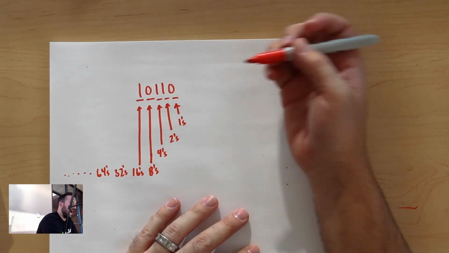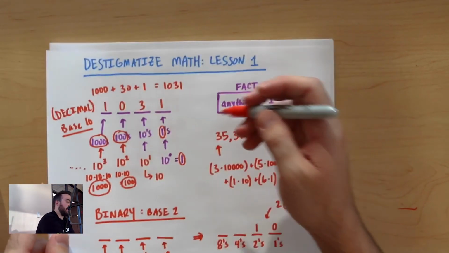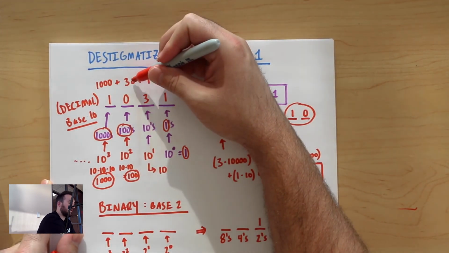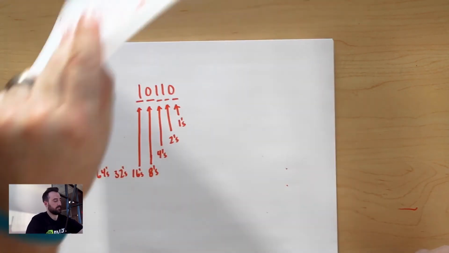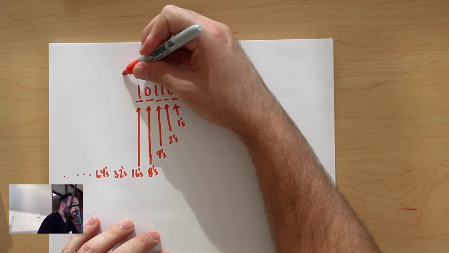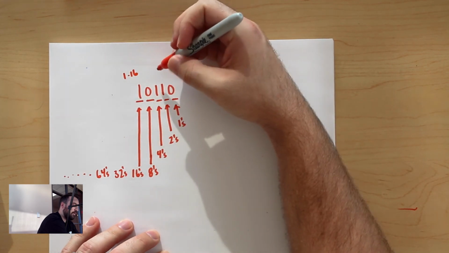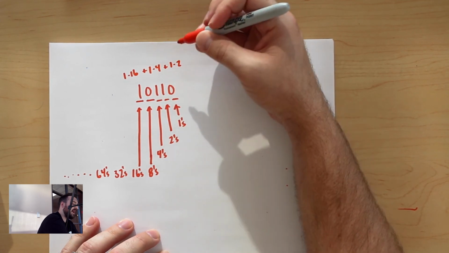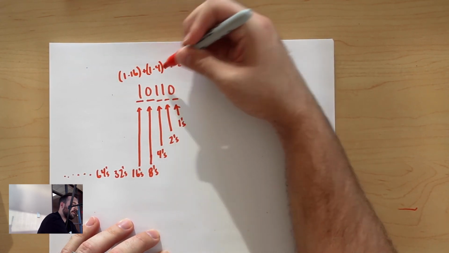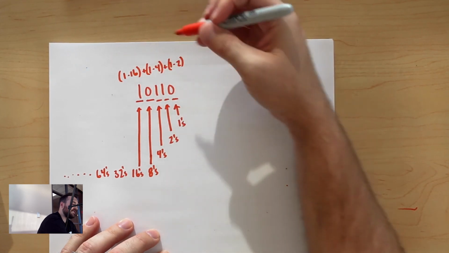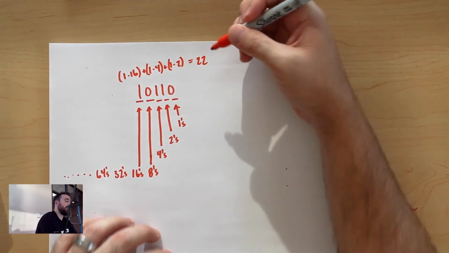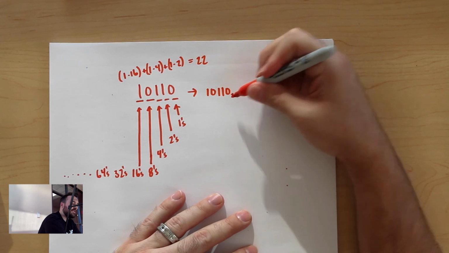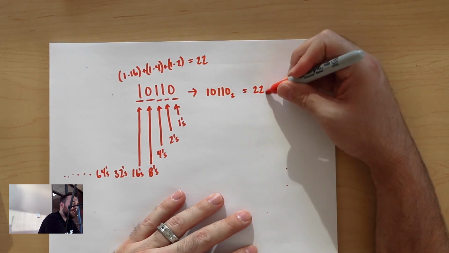So this number, if we were going to add it up, similar to what we did here, we said we had 1,000 plus 30 plus 1 because we had 1,000, we had 3 tens, and we had 1 one. Well, here it's much easier actually. We have 1 sixteen, we have 1 four, and then we have 1 two. So if we add those numbers, 2 plus 4 plus 16 gives me the number 22. So in binary, the number 10110 in base 2 is equal to the number 22 in base 10.